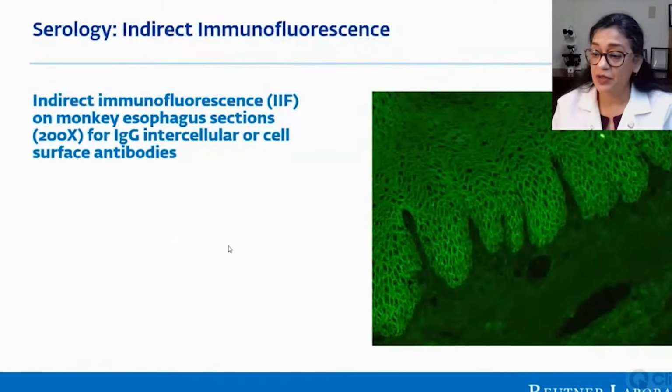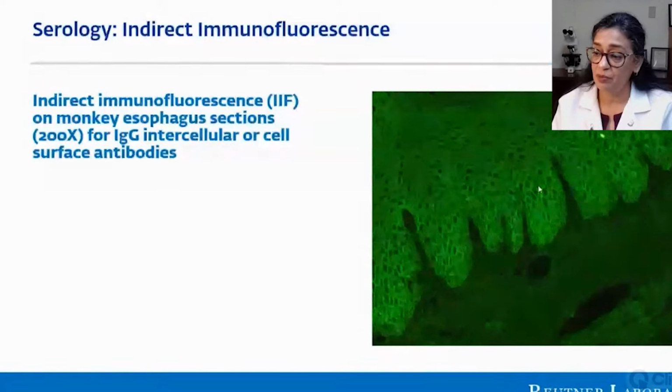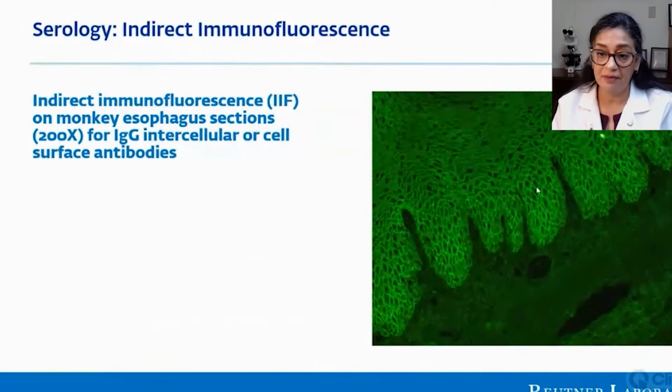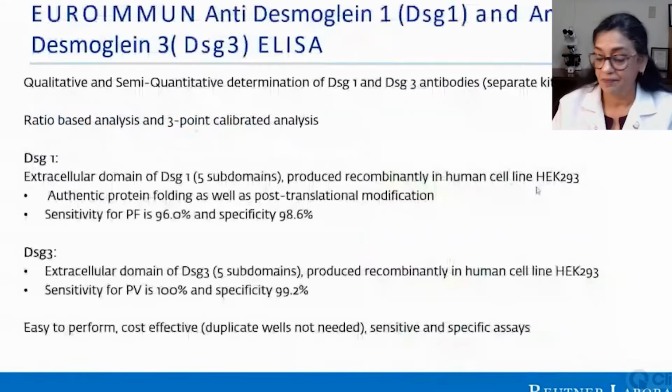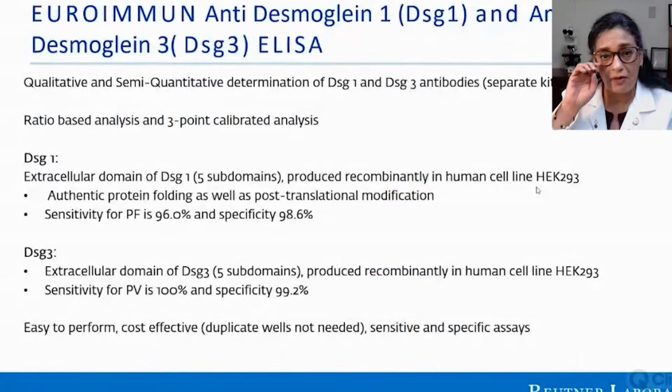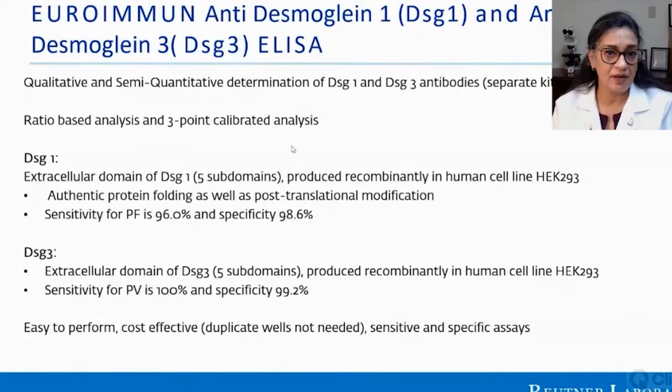So this photo shows the IgG-IC reaction pattern on monkey esophagus epithelium in a pemphigus patient. As Dr. Sinha also mentioned, there are a couple of commercially available DSG1 and DSG3 ELISAs, and one of them is from Euroimmune. Their ELISA offers a qualitative and semi-quantitative determination of DSG1 and DSG3 antibodies in separate kits. And the results can be analyzed by ratio analysis or 3-point calibrated analysis.